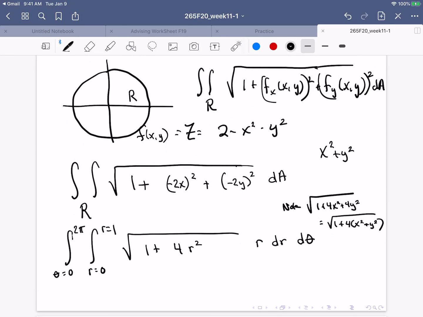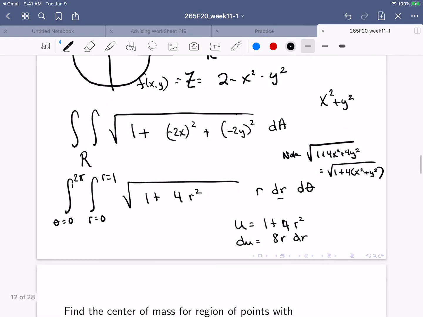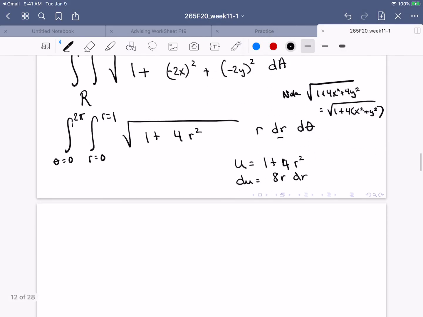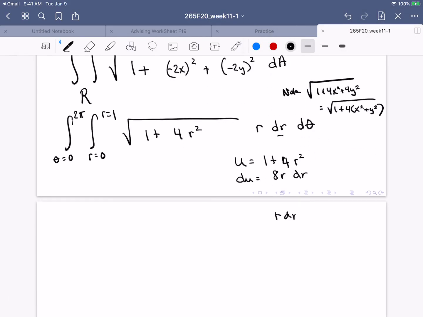And then we could integrate that first with respect to r. We could use a u substitution where u is equal to 1 plus 4r squared, and then du is going to be 8r dr. So that means r dr is equal to 1/8 du.